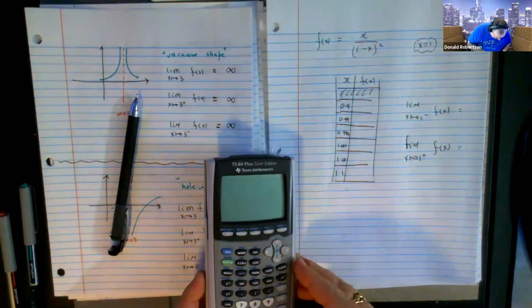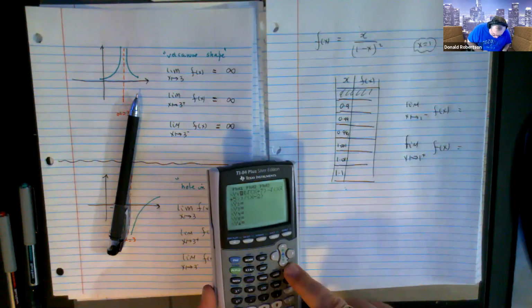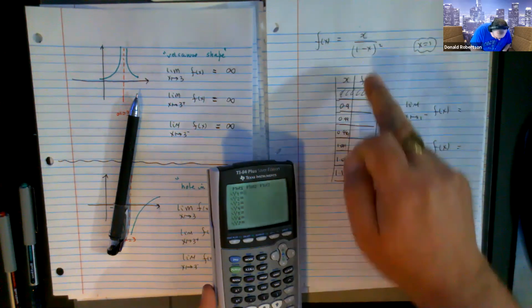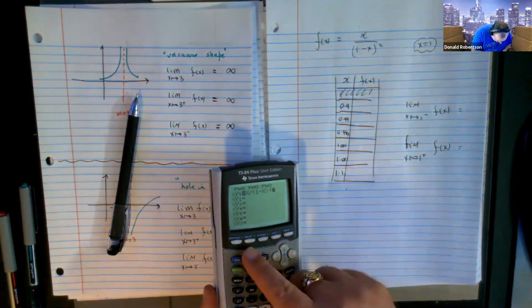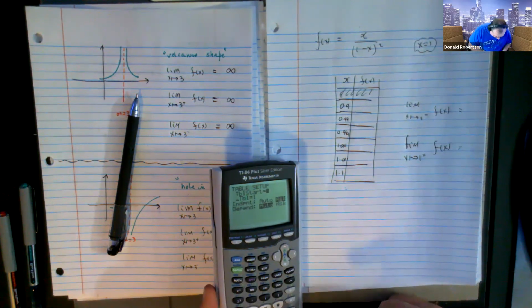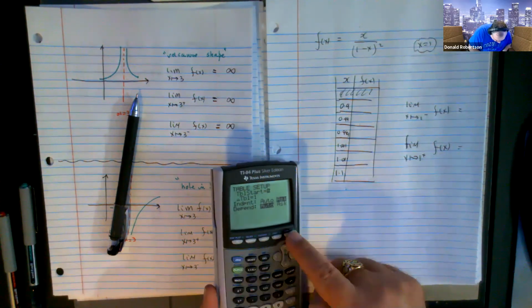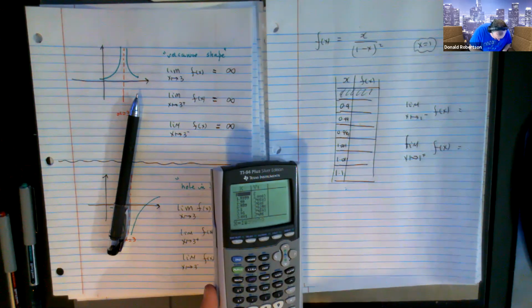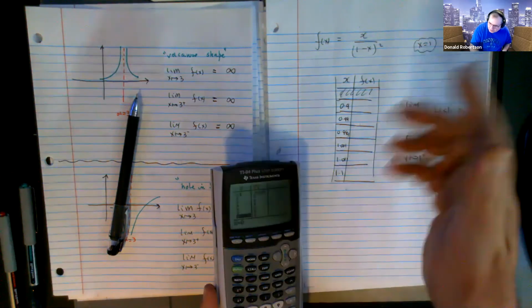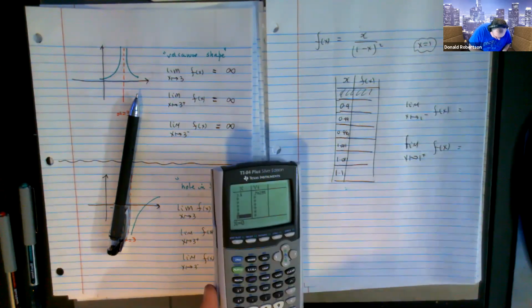So let's go and see what happens. I'm going to type this guy in. It's going to be x divided by a bracket 1 take away x, close the brackets, squared. I'm going to go to second table setup. It looks like it's good to go. I'm going to go second table. I just wanted those other numbers out of my way because they're kind of distracting me.